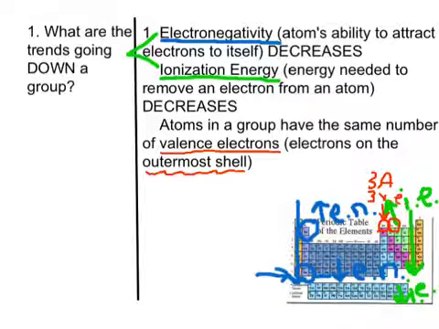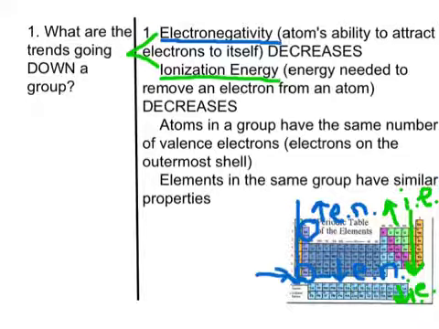It's as easy as that, all right? This is group 6A, so that's going to have 6 valence electrons. Over here is 1A, so it's going to have 1 valence electron. Okay, so all of the ones in the same group will have the same number of valence electrons.